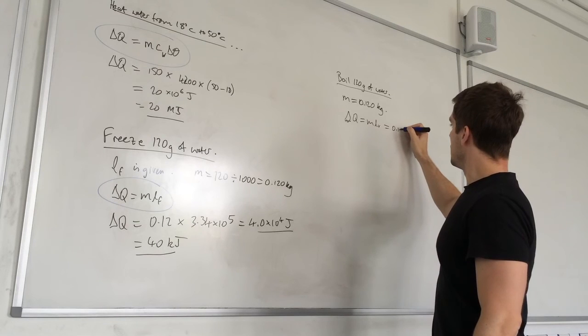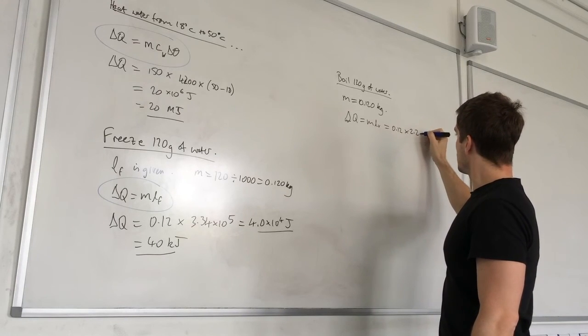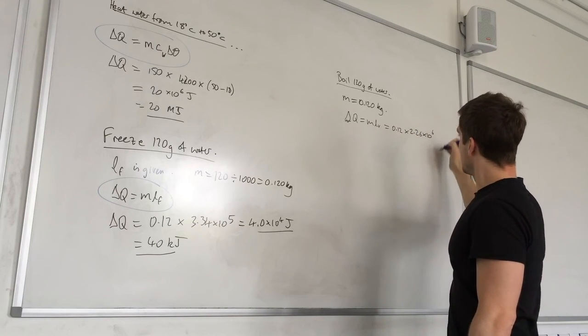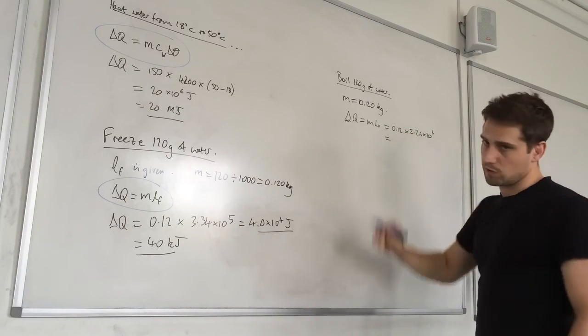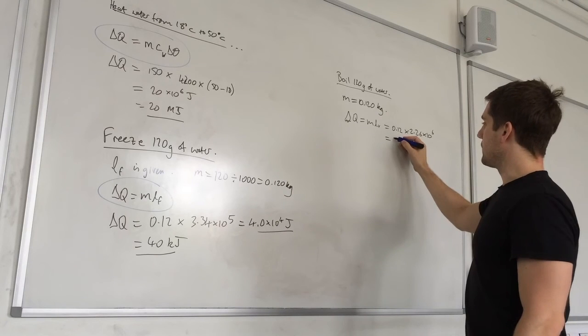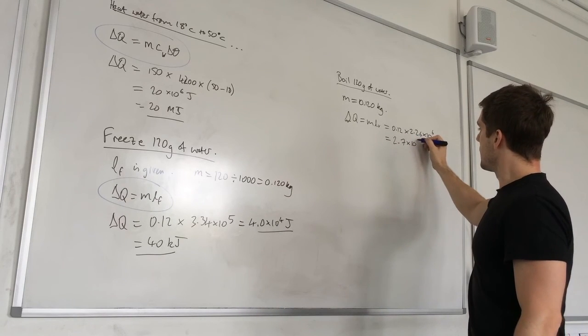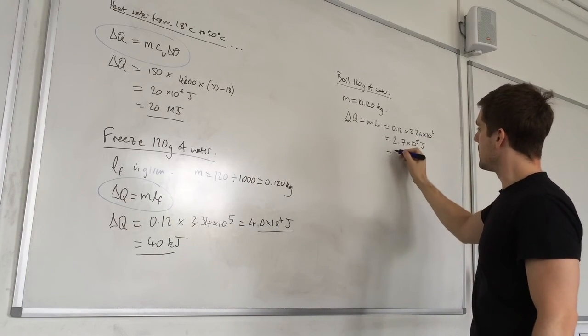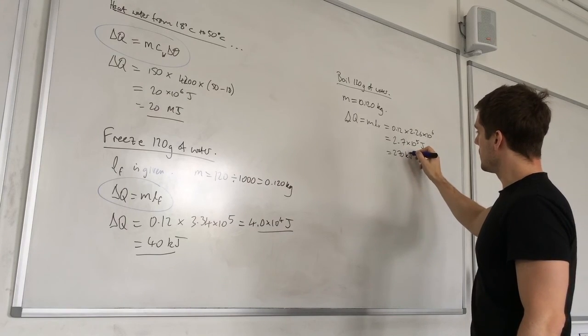So once we work that out, we get 270,000. That's 270 kilojoules.